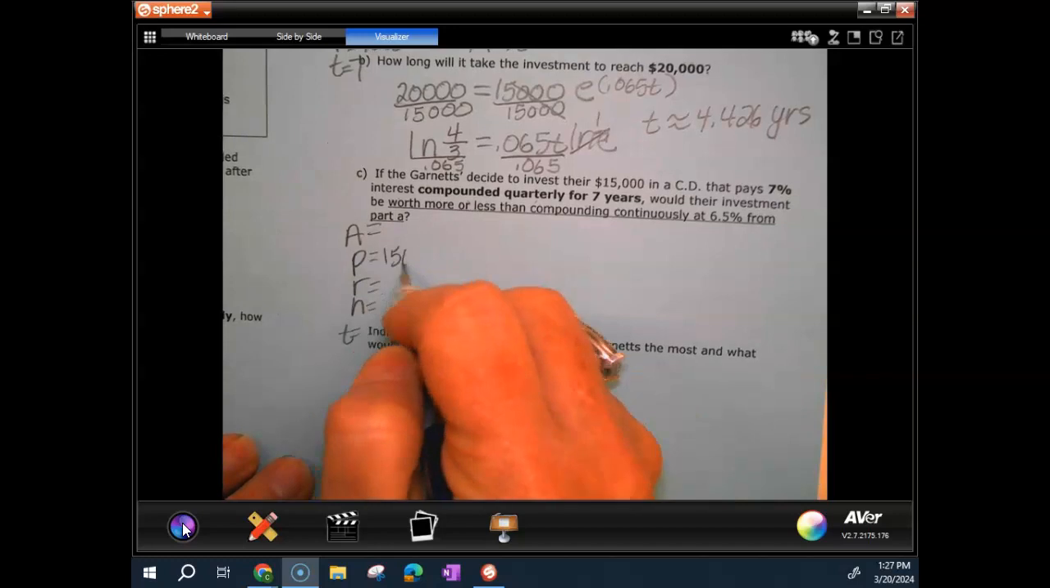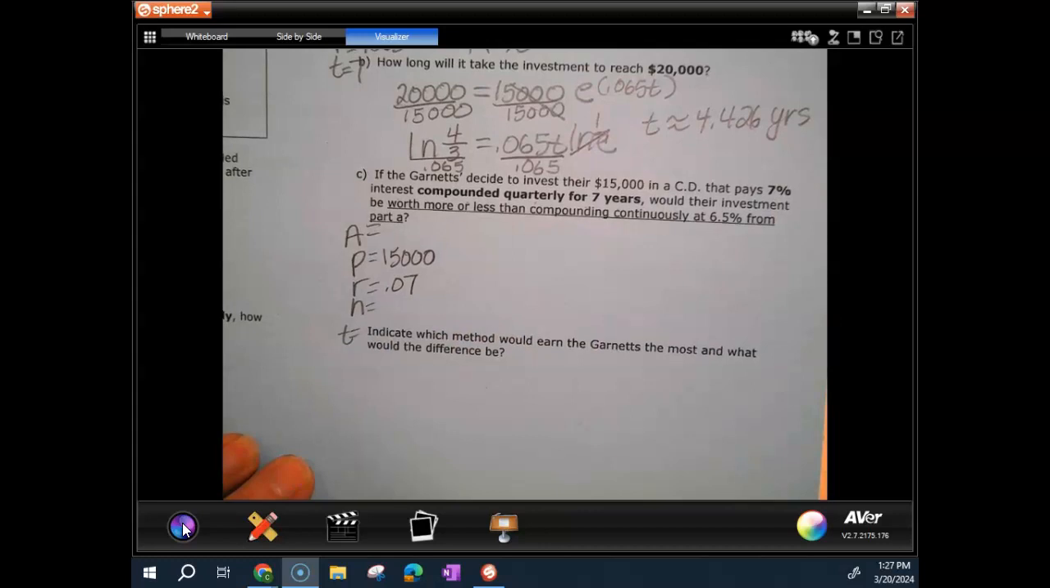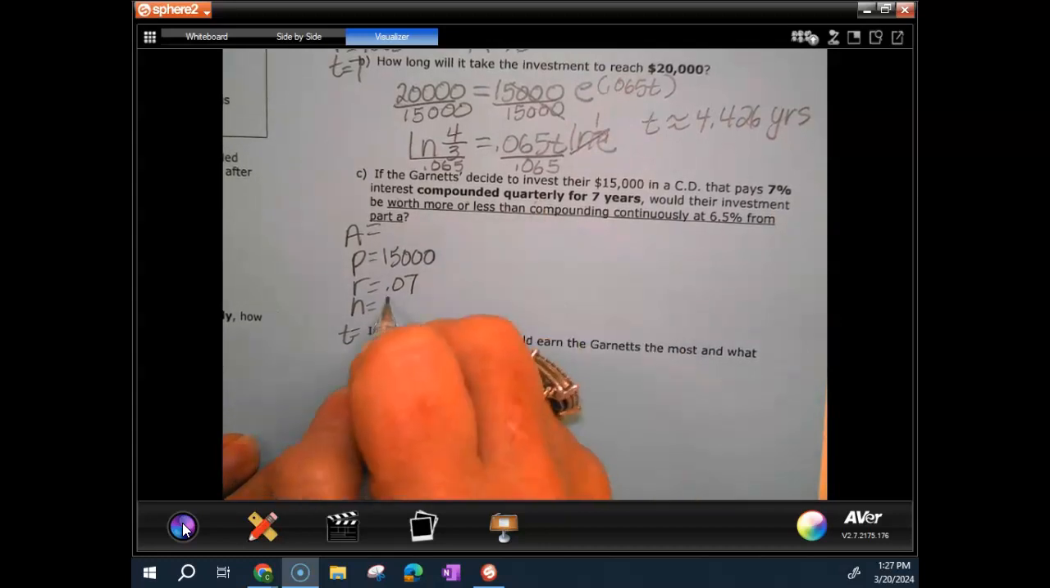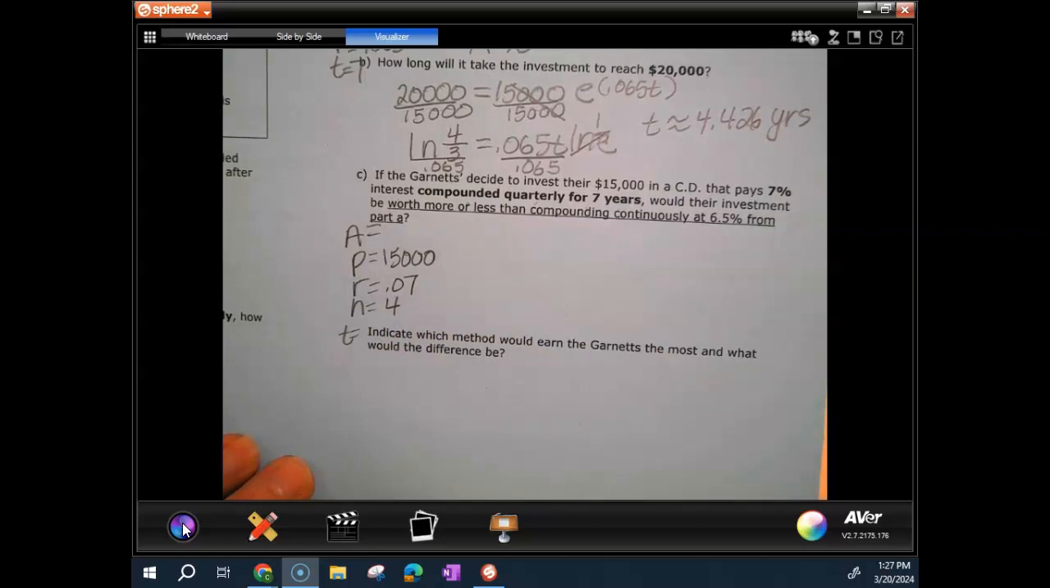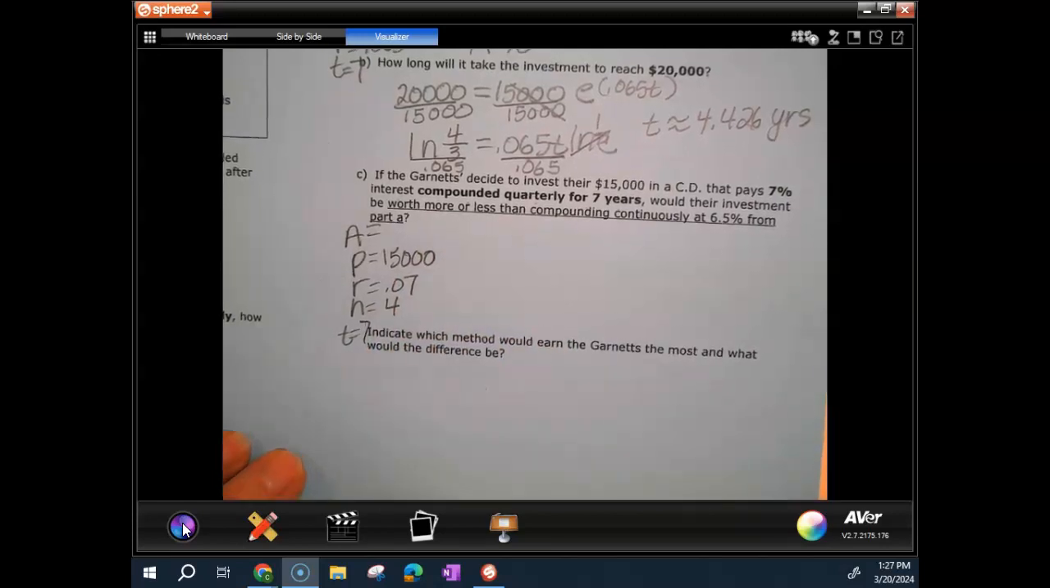I'm putting $15,000 in. My rate this time is 0.07. It's compounded quarterly, so that makes my N 4. And how many years? 7. So my T is 7. So y'all, which would you guess? Would you guess that you're going to get more money with the compound continuously or the compounded quarterly? Why the quarterly? It's 4 times a year, but continuously is like all the time.